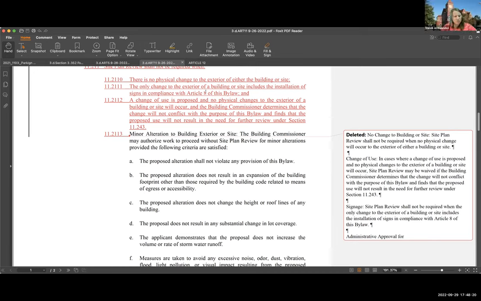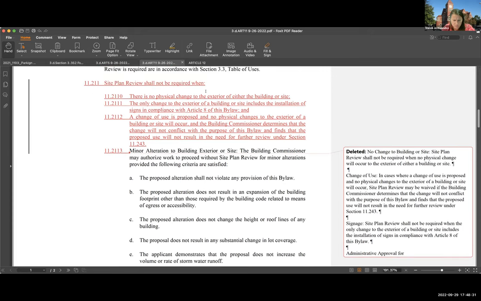Thanks. I had a couple of questions, which is why I raised my hand. The first one's sort of easy. This 11.211, when you added the subsections, when I read site plan review in conjunction with 2113, site plan review shall not be required when minor alteration to building exterior or site, semicolon. It reads weird. I like how you changed the other three, and I like that you kept in the comments the deleted text so I could see that they did match. So maybe some rephrasing so that it reads similar to 0, 1, and 2, which actually read like a sentence: not required when there is no physical change, when the only change is 2. That's just a minor thing.